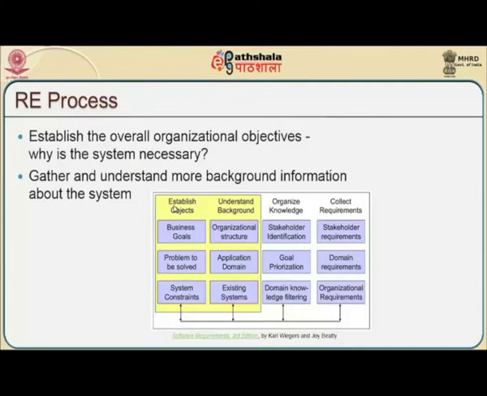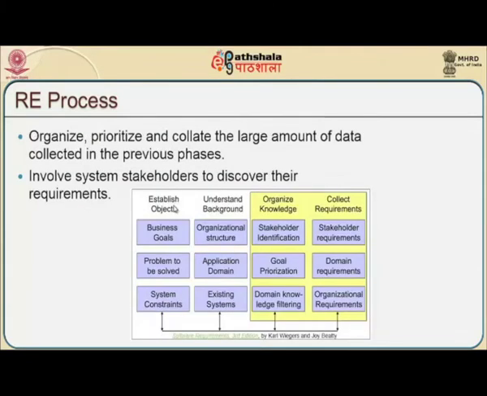So all these 4 phases which we have given are interlinked together, so that at any point in time we can switch between the states. So this helps us gather and understand more background information about the system. The first 2 phases are to establish the objects and understand the background of the system. The second two phases are to organize and collect the requirements. So when we are about to do the organization, we prioritize and collate the large amount of data collected in the previous phase, and this involves the system stakeholders to discover what they need. So their requirements are clearly understood.